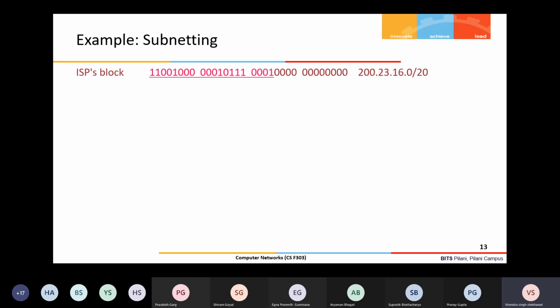Okay, so now in the next 10 minutes, we'll take one example to understand. With these two examples, we understood what a subnet is and how the IP addressing is done for the subnetworks.